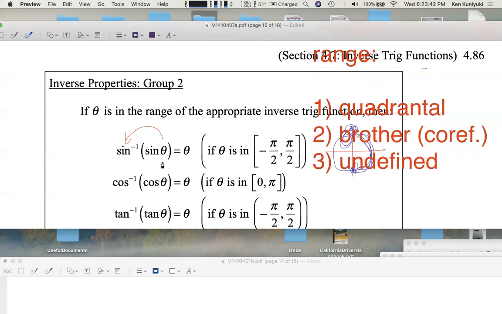Again, some examples. If the input is pi, the final output is 0, the answer is a quadrantal angle, but it's not theta, the input. If theta is 5 pi over 6, and you can work this out, the sine of 5 pi over 6 is 1/2. The inverse sine of 1/2, we're back to pi over 6, which again is not theta, it's not the original input. I'll show you a shortcut later on.